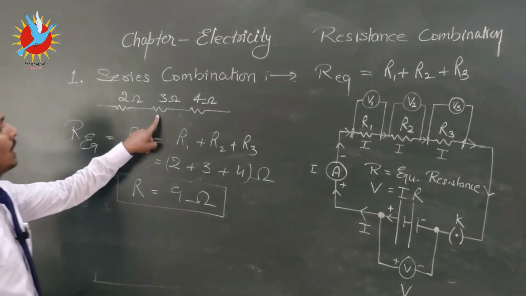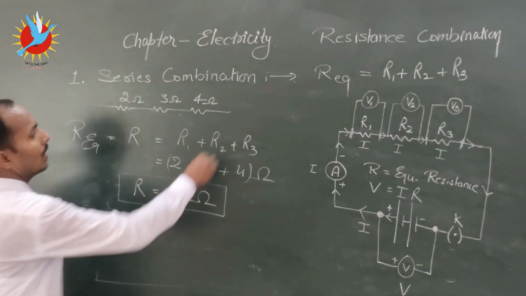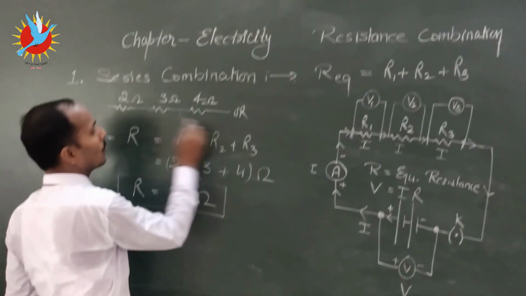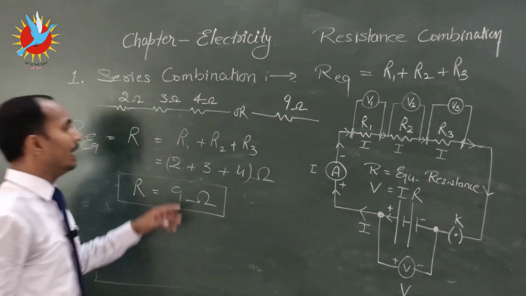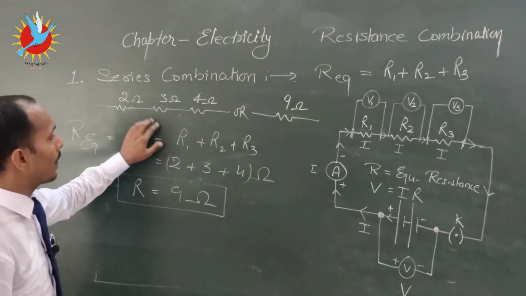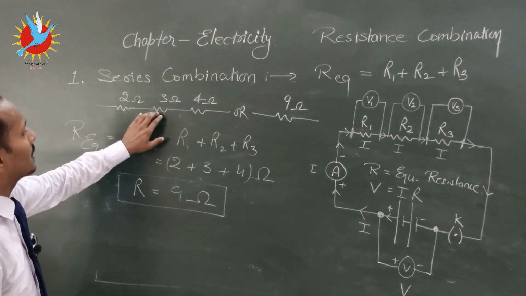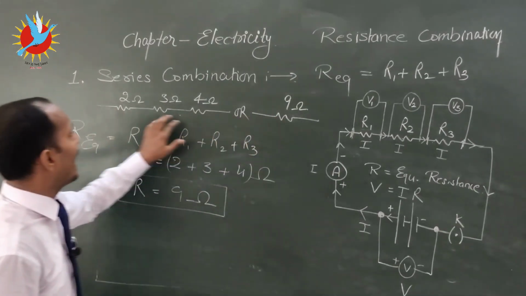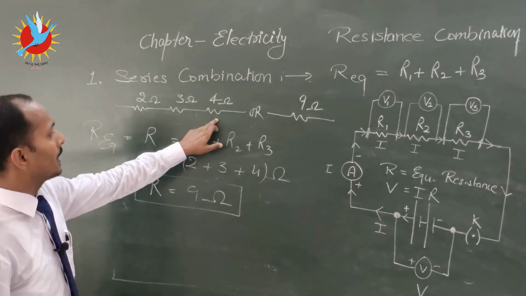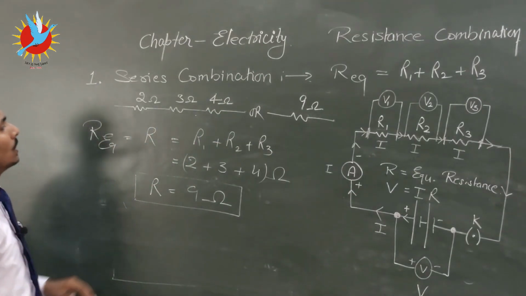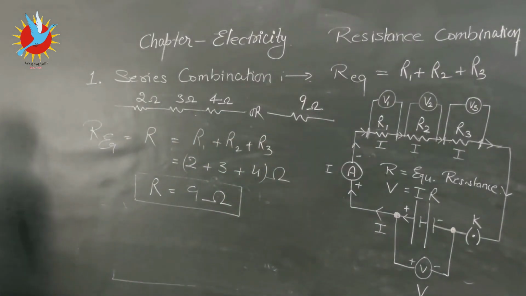use 3 resistors of 2 ohm, 3 ohm and 4 ohm in series, or in place of 3 resistors you can use a single resistance of 9 ohm. So it performs the same effect. This equivalent resistance has the same performance as the three resistors performing combined. Okay, so in this way you calculate the total resistance in series.